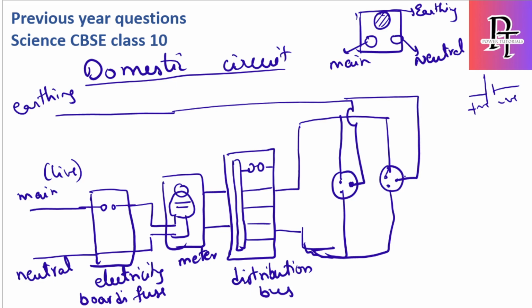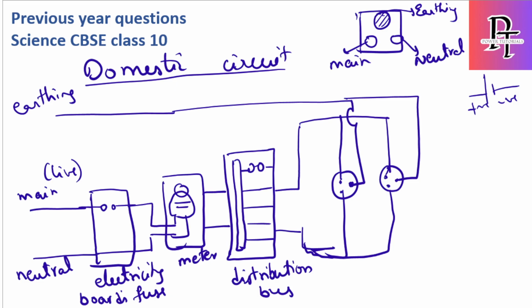If they ask you to draw a domestic circuit, you have to draw all these points. First draw main and neutral connected to the electricity board, saying that it has one fuse, and then connect it to the meter. From the meter connect to the distribution bus, where each fuse gives each supply, and then we have a parallel combination of our devices. Each has main, second is neutral, and the third hole we are talking about is the earthing hole.